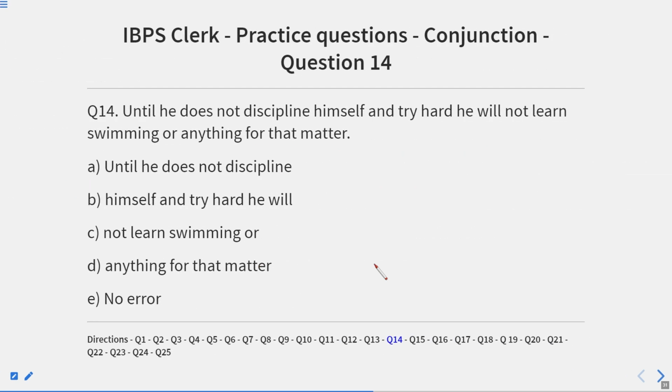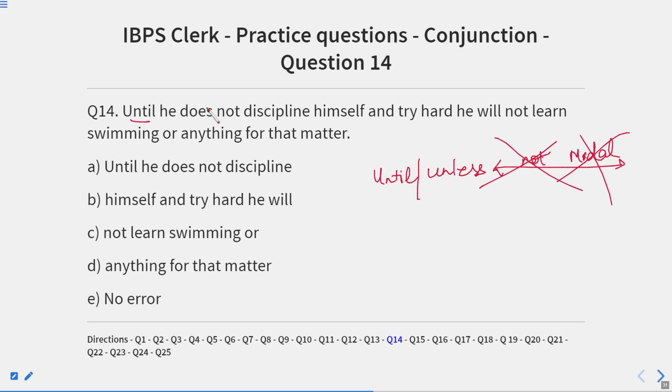That is question number 15. Until he does not discipline himself and try hard, he will not learn swimming or anything for that matter. Now, whenever we have the word until or unless, these are negative words. Until and unless are subordinate conjunctions which are negative. So, if we have the word until or unless, we cannot use any negative word like not, no, never after it. Also, we cannot use any modal just after it.